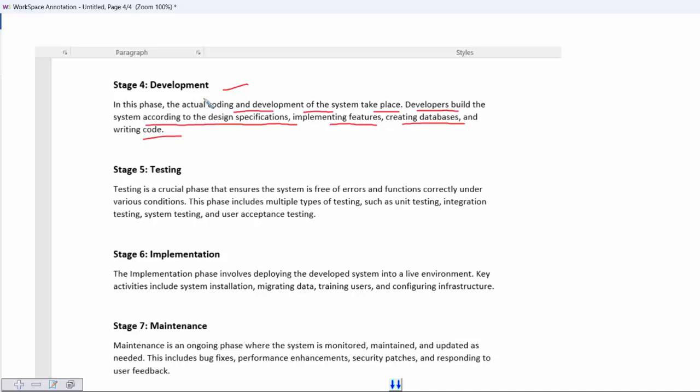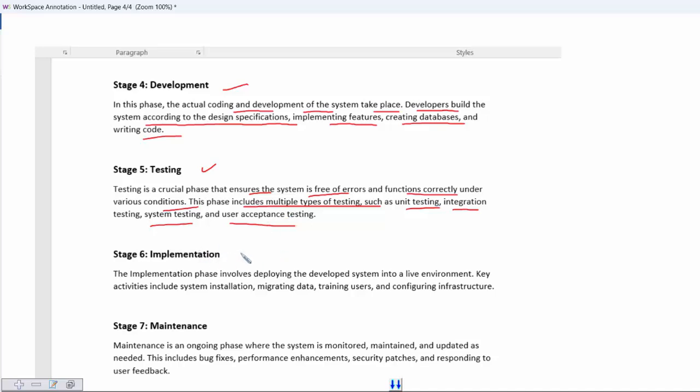This phase also includes initial internal testing to ensure the system functions as expected and adheres to design and functional requirements. Stage five is testing, a crucial phase that ensures the system is free of errors and functions correctly under various conditions. This phase includes multiple types of testing such as unit testing, integration testing, system testing, and user acceptance testing. The main goal of this testing phase is to identify and fix any issues before the system is deployed to production or sent to the users.